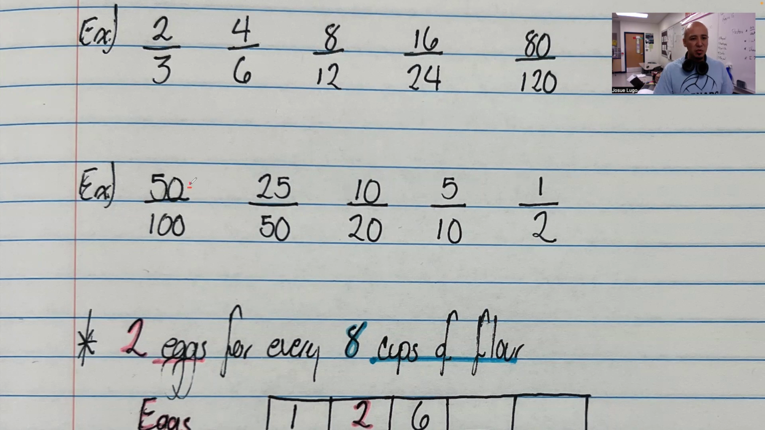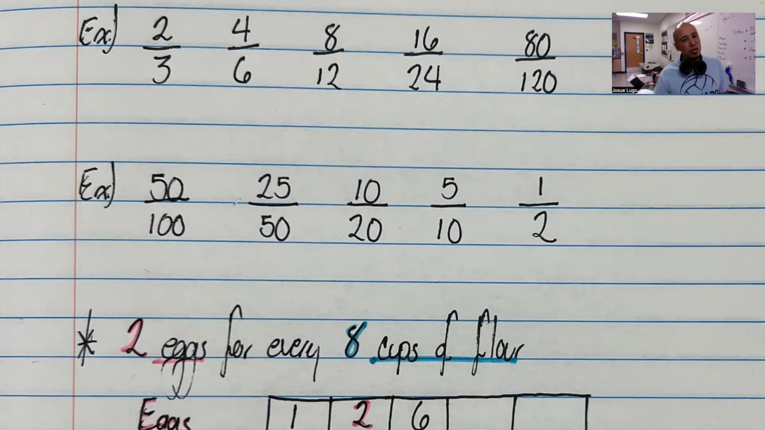And yes, each of these will indeed simplify to 1/2. Actually, sorry. I can divide both of these by 50, and that's going to give me 1/2. I can divide both of these by 25, and that's going to give me, again, 1/2. I can divide both of these by 10, and that's going to give me 1/2. And I can divide both of these by the greatest common factor of 5, and again, that's going to give me 1/2. They each simplify to 1/2. So I know that they're all equivalent. They all mean the exact same ratio. It's the same relationship. Different numbers, but the same relationship.